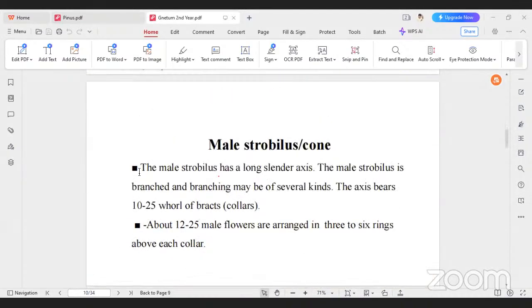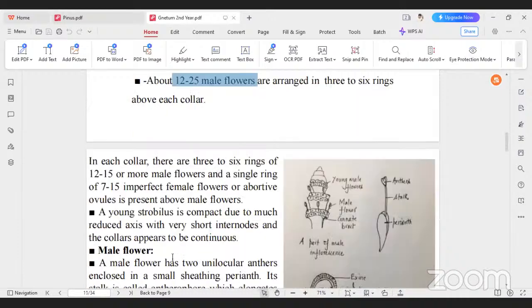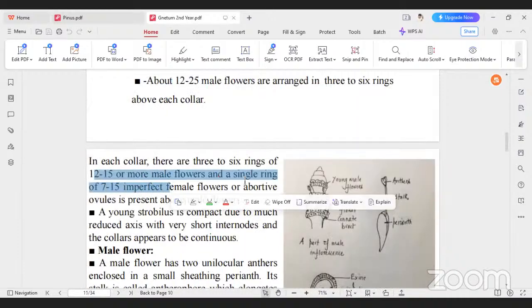Male cone already discussed. Once again, we see the male strobilus has a long, slender axis. I already told you this male strobilus is branched, and branching may be of several kinds. The axis bears 10 to 12 whorls of bracts, collar or cupule. Don't get confused: the words collar and cupule are the same. From the collar region, about 12 to 25 male flowers are arranged in 3 to 6 rows above the collar. Each collar has 3 to 6 rings.